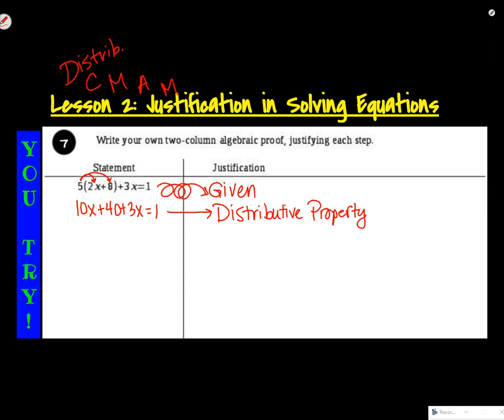All right, so I did the distributive property. C is combine like terms. I'm going to do that. Do I have any like terms? Look, I've got a 10x and a 3x. 10x plus 3x is 13x. Do you notice that don't call me after midnight is pretty much our justifications? Combine like terms.